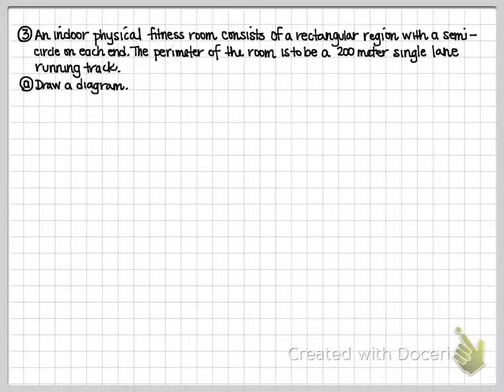Okay, last example for these notes is the application problem. So I just went ahead and wrote out the exact question that you have in your written notes already. So we have a rectangular region with a semicircle on each end. The perimeter of the track is to be 200 meters long, a 2 meter single lane running track. All right, so 200 meters all the way around the whole thing. We need to draw a diagram. All right, so it says there's a rectangle involved here, so I'm going to go rectangle.